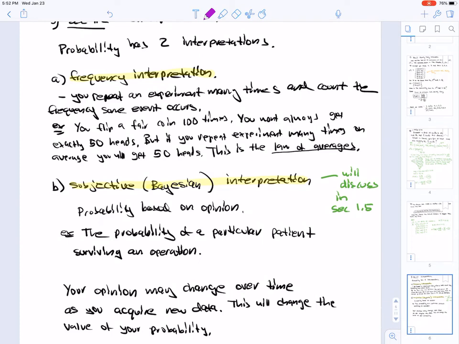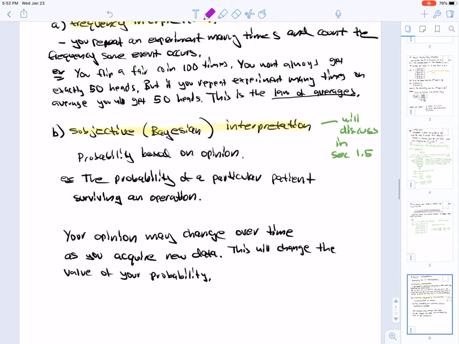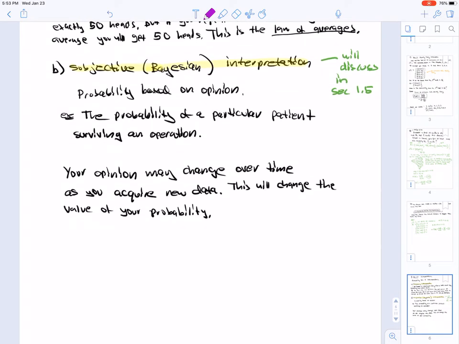The subjective interpretation occurs in situations where you can't really make an experiment that is repeatable. In this case, probability is based on an opinion. For example, the probability that a particular patient survives an operation is not something that you can test over and over again because it's a particular patient. But your opinion can change over time based on information that you learn about the patient. If the patient has some complications or is in excellent health, those will change your opinions about whether the individual will survive.